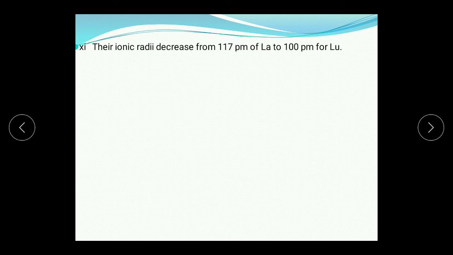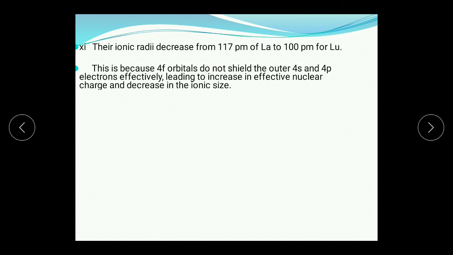Next property. The ionic radii decrease from 117 picometer for lanthanum to 100 picometer for lutetium. So from the first member to the last member of the lanthanides, the atomic and ionic radii decrease from 117 to 100 picometer. That means we observe a decrease in the atomic radii and ionic radii as well.